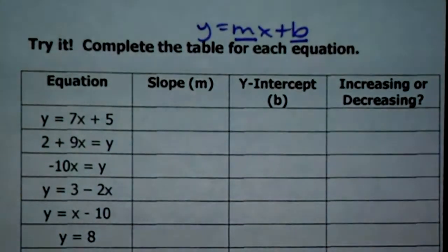What I'm going to ask you about each one of these equations is, what's the slope, what's the y-intercept, and is this a line that's increasing or decreasing? Meaning, does this line go up to the right or does it go down to the right?